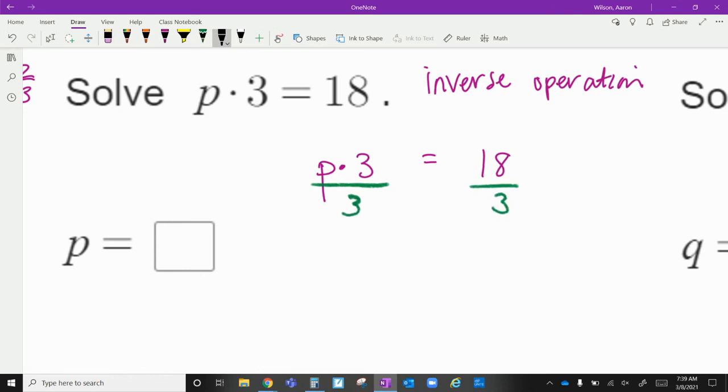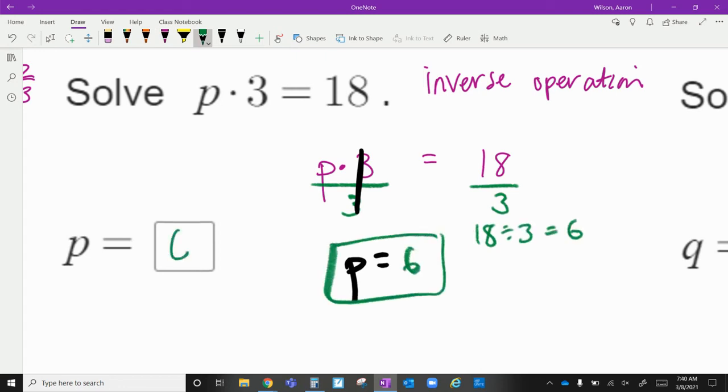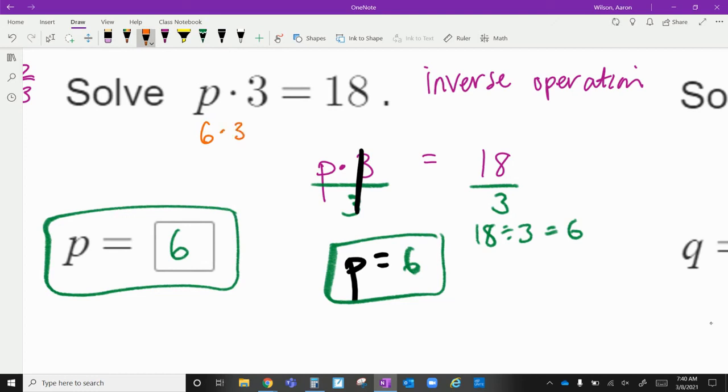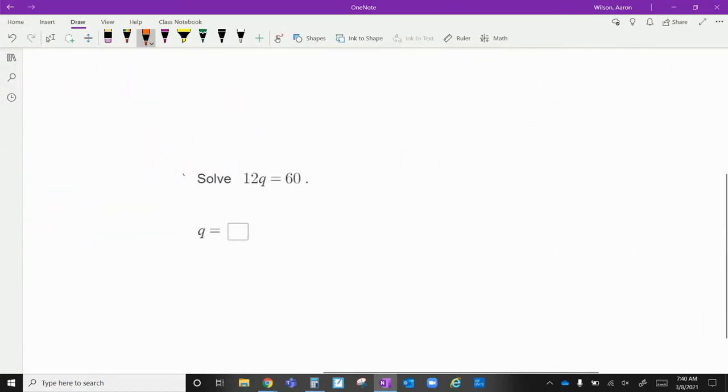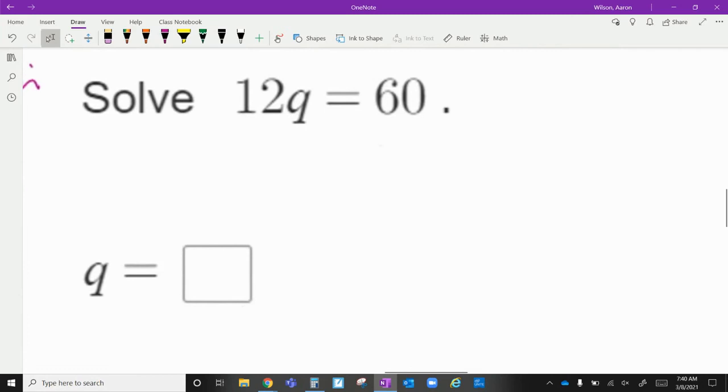And now you are staring at, yet again, 3 over 3, and 3 over 3 is 1. Then you have 1 times p. Well, 1 times p is just going to be p. And then you have 18 over 3, and keep in mind 18 over 3 actually means 18 divided by 3, and that happens to be 6. So I am claiming that p is equal to 6. I can check that by substituting in my 6. Is 6 times 3 18? Yes, it is. All right, on into the last one.